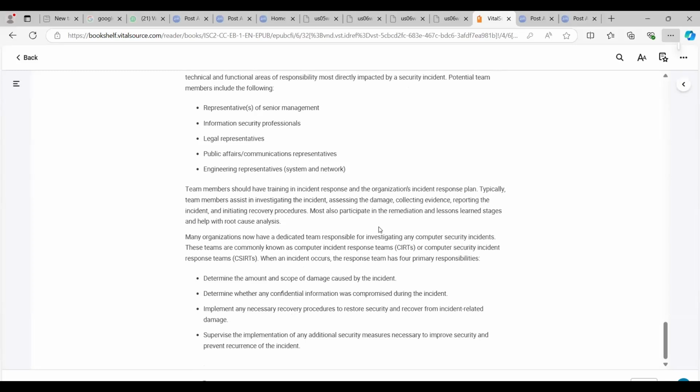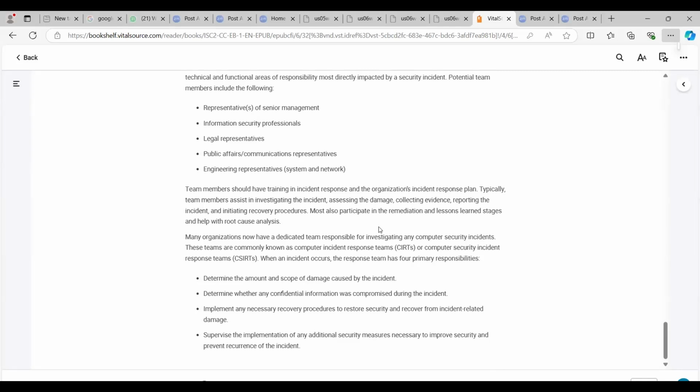So team members should have training in incident response and the organization's incident response plan. All of these teams must actually know their roles, what to play if an incident occurs. So typically, team members assist in investigating the incident, assessing the damage, collecting evidence, reporting the incident, and initiating recovery procedures. Most also participate in the remediation and lessons learned stages and help with root cause analysis.